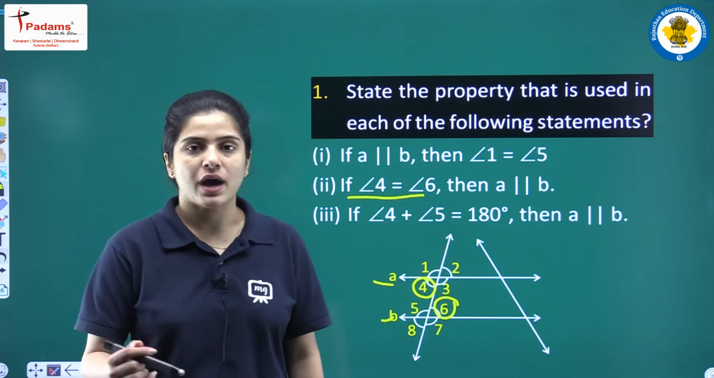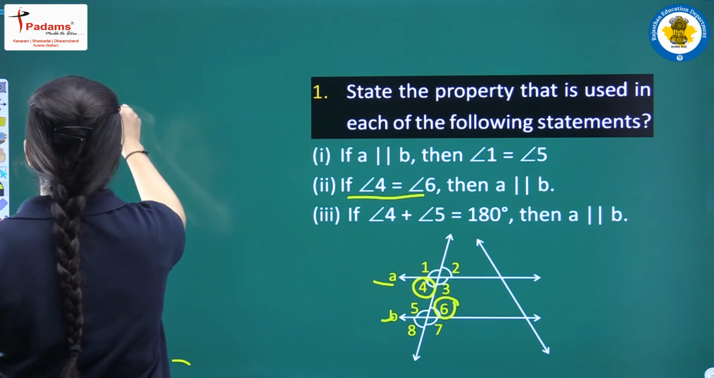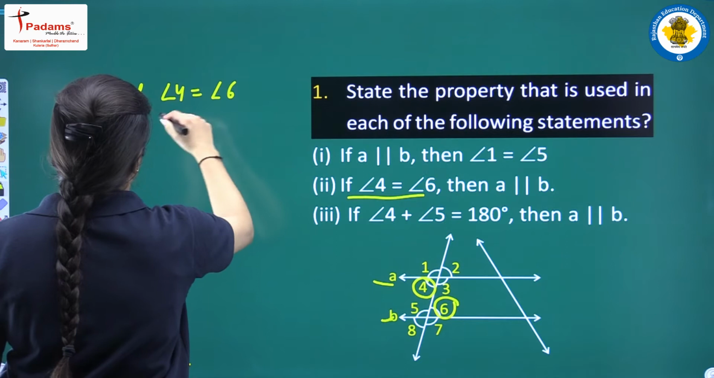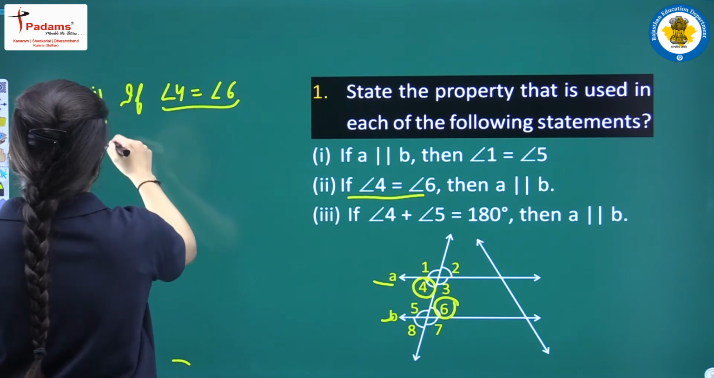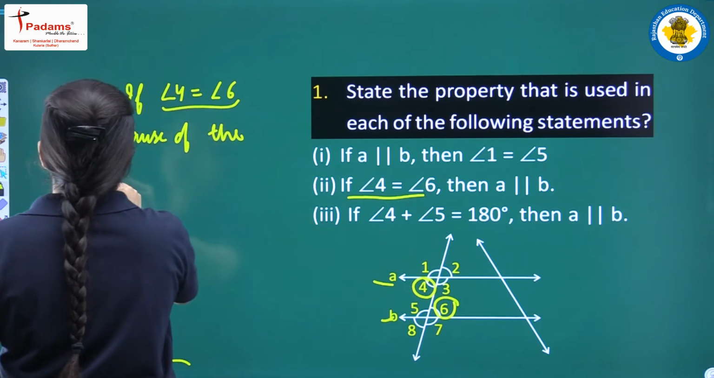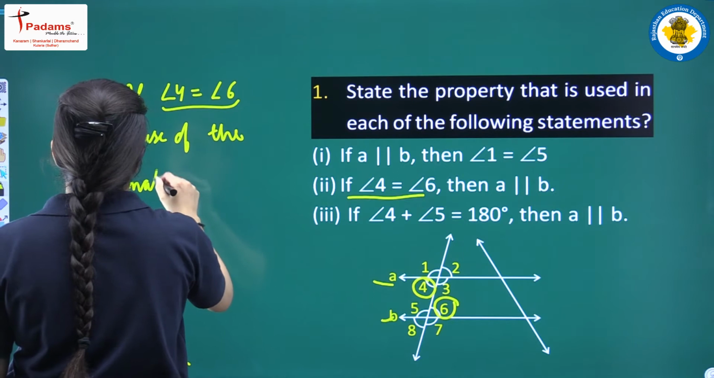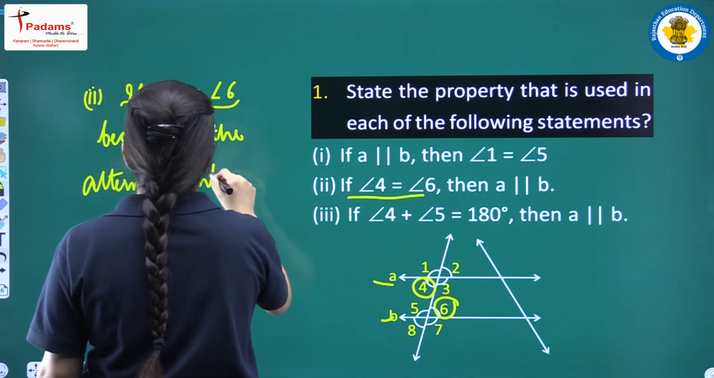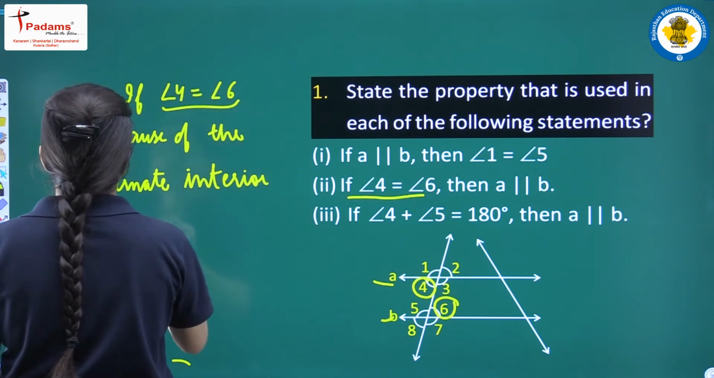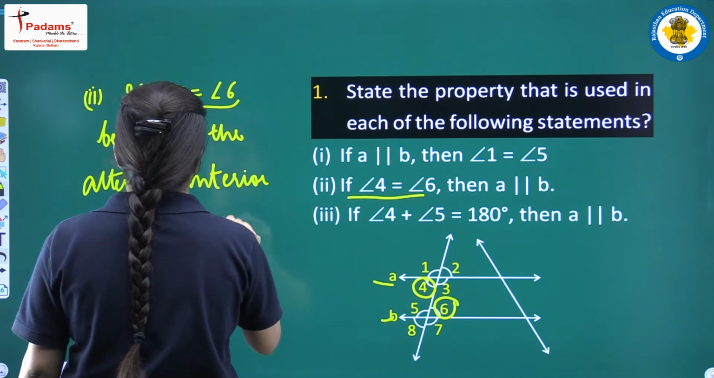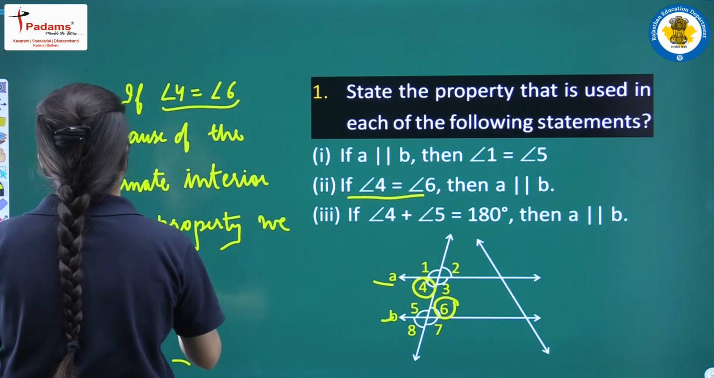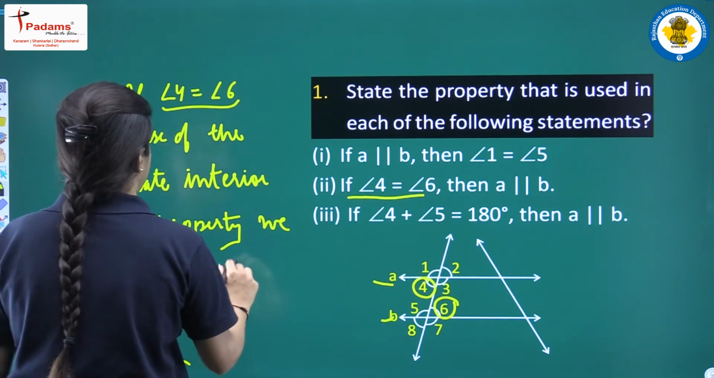Okay students, so you have to write in the second point that if 4 and 6 are equal, because of the alternate interior angle property, we know that A is parallel to B.